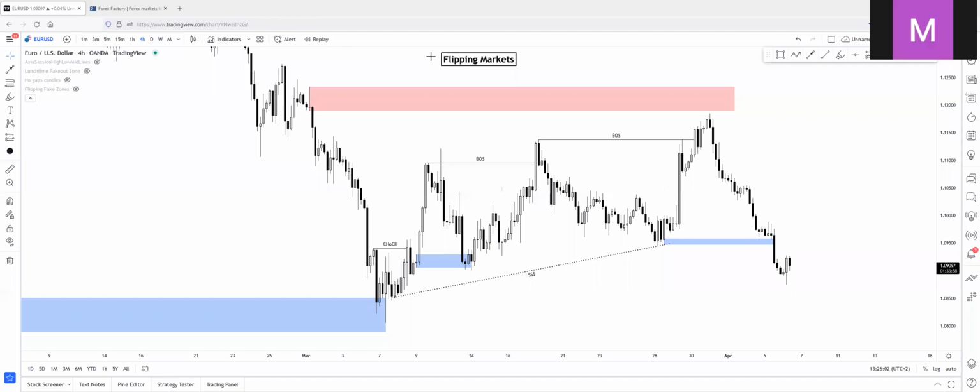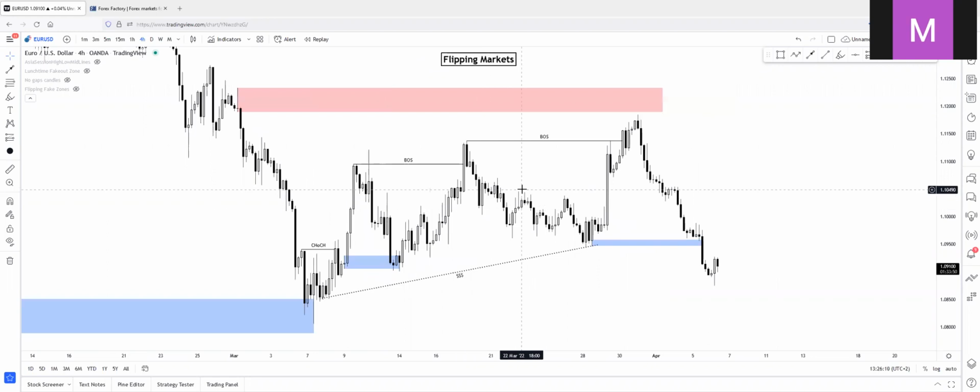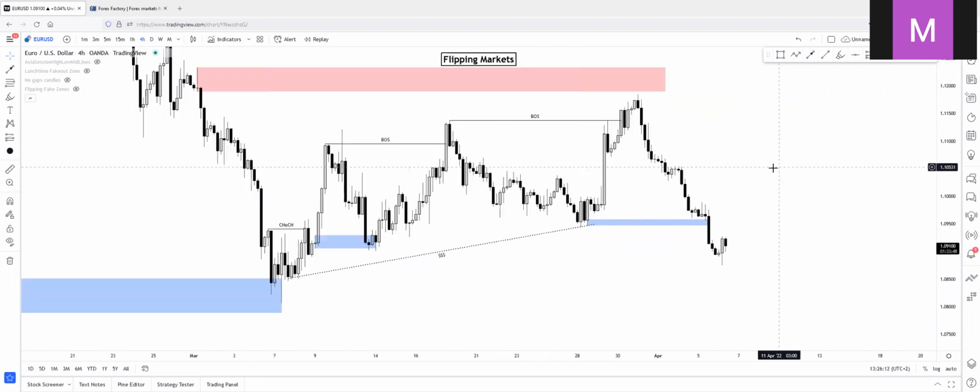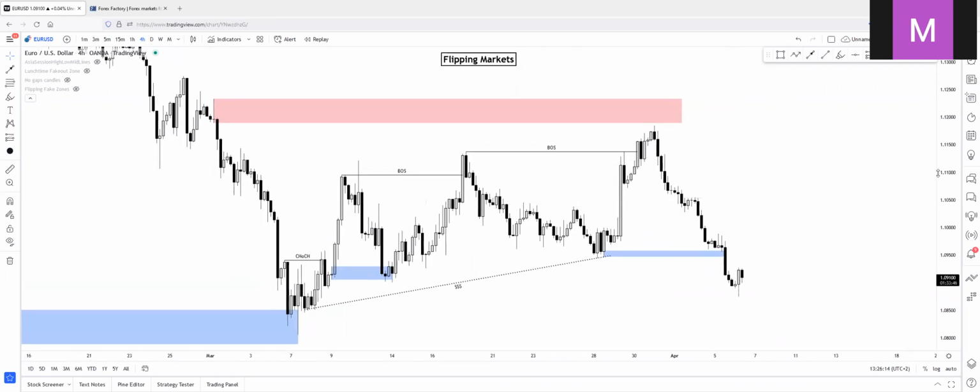I'm back, sorry guys. So let's just continue the analysis on the 4-hour chart. And let's see what we can expect from this session and for the upcoming days this week. Okay, what can we see on the 4-hour chart?